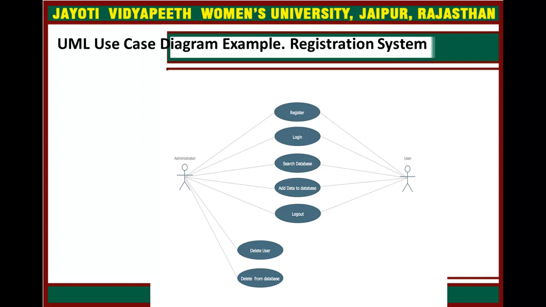Now come to the UML use case diagram. The example is a registration system. In this you can see this is the administrator. First you register, then log in, then search database and add to database and log out, and this is the user finally. The administrator has the power to delete user and delete from database.